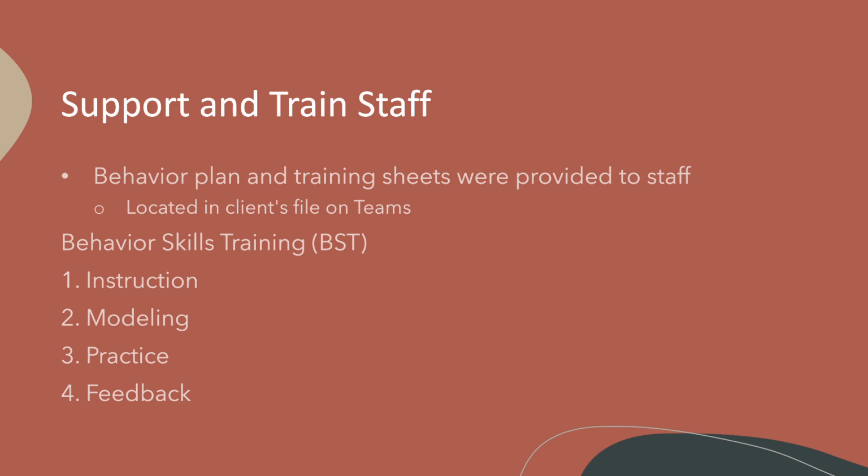We utilized behavior skills training to train the staff. This involved instruction, modeling, practice, and feedback. With instruction, we provided clear instructions on how to implement the intervention. Modeling, we modeled how to implement the intervention. Practice, RBTs practiced implementing FCT under supervision sessions with BCBA. Feedback, written and verbal feedback was provided on what they did well and what they can improve on.